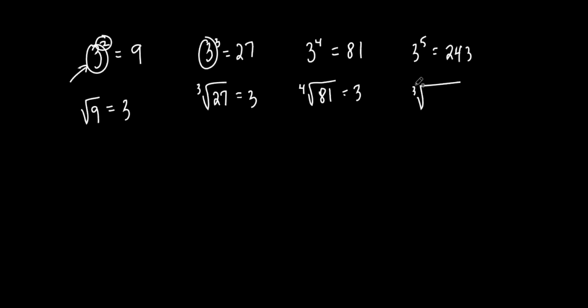So what is the cubed root of 243? I'm sorry. Not cubed root. What am I doing? Somebody stop me. What is it? What root? Fifth root. Right. What's the fifth root of 243? It's 3 again. Okay? You got it?